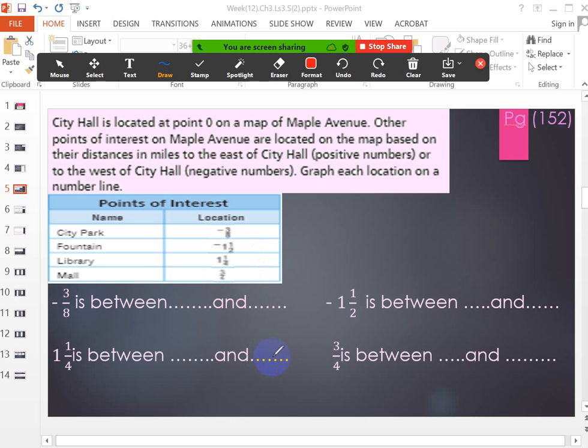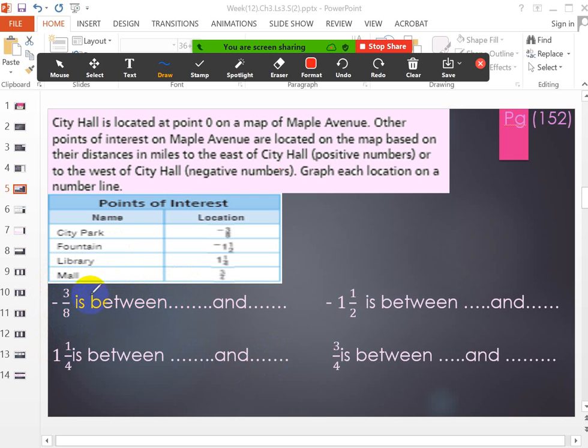So I will know each number will be between 2 integers. Which 2 integers? Then I will locate the numbers on the number line. Let's start with the first one, negative 3 over 8. Negative 3 over 8 is a fraction. This fraction is less than whole. Of course, it's not equal to 0.